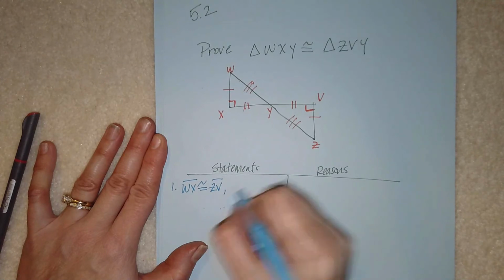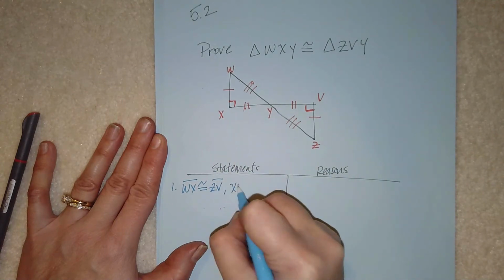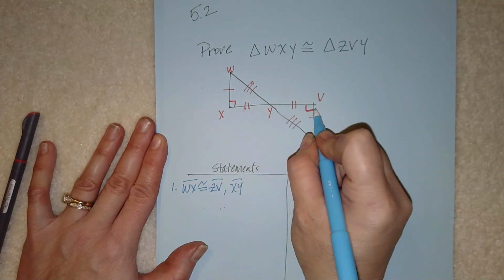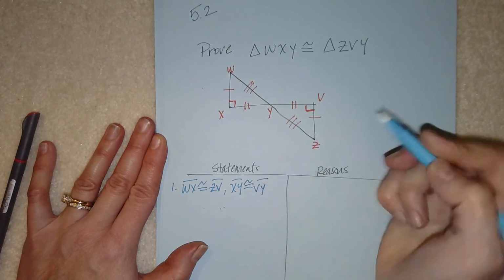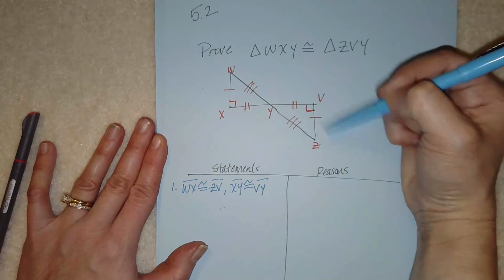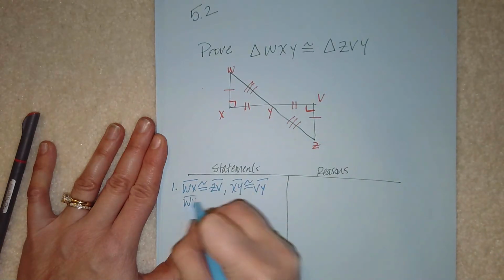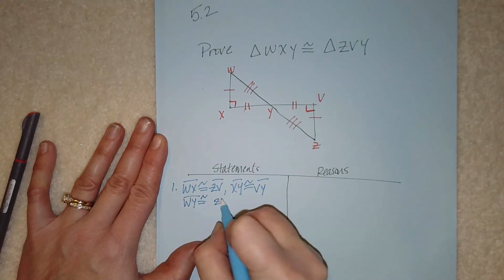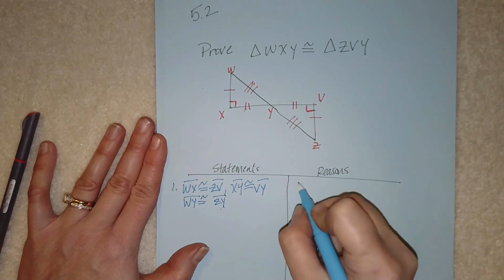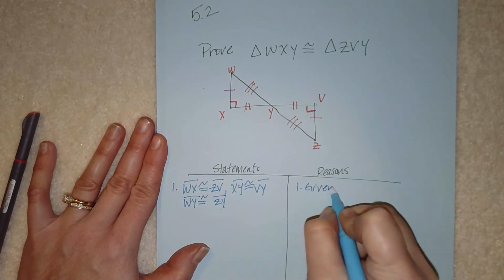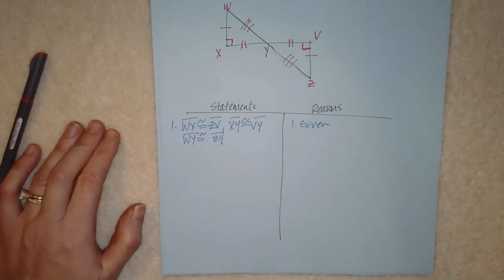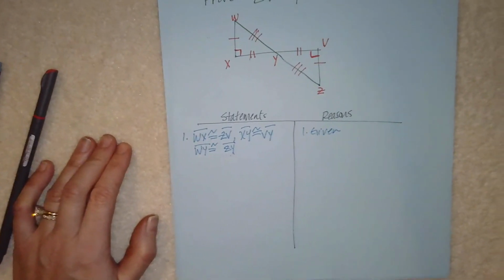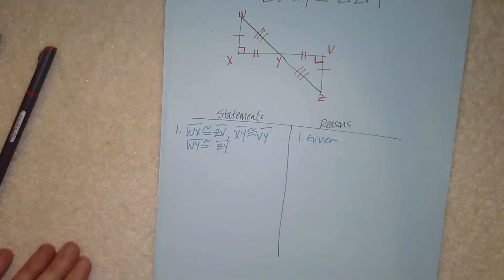And then you could say X to Y has 2 dashes. It would be congruent to V to Y. And then W to Y and Z to Y. So WY is congruent to Z to Y. So all of those things were given to me. I'm going to do 2 givens just because there was a lot of stuff. The next thing I'm going to say is now we've shown all of the sides are congruent.